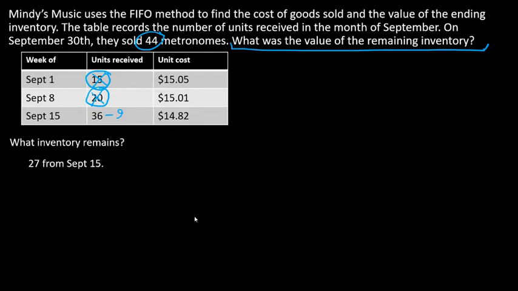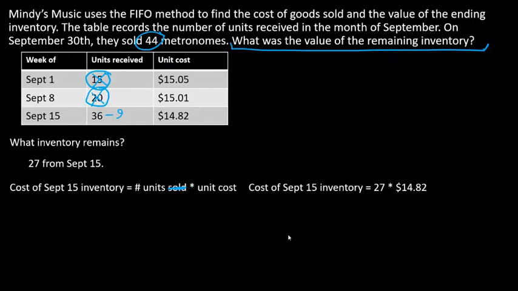So that means we still have 27 metronomes from our September 15th box, right? So to figure out the value of the remaining inventory, well, there are 27 remaining from September 15th. So we're just going to take the number of units multiplied by the unit cost. In other words, we're going to take 27 times 14.82. And that gives us $400.14.